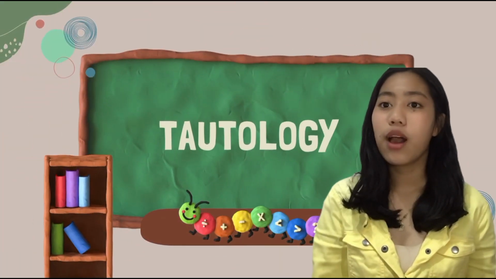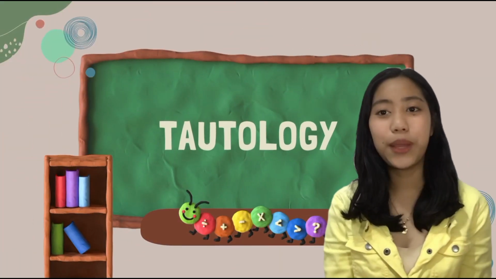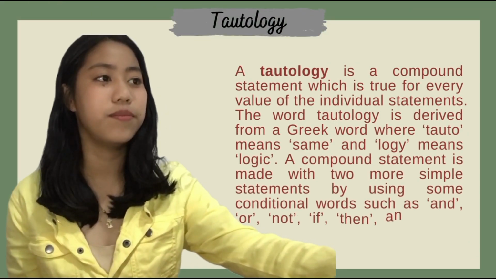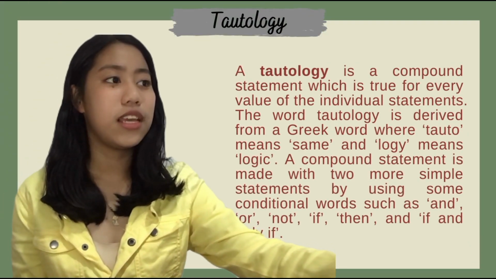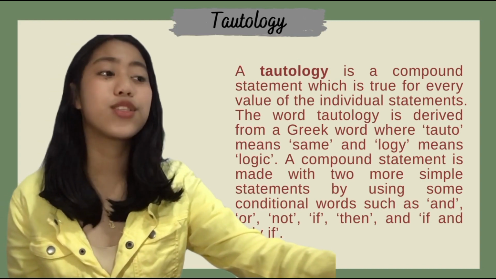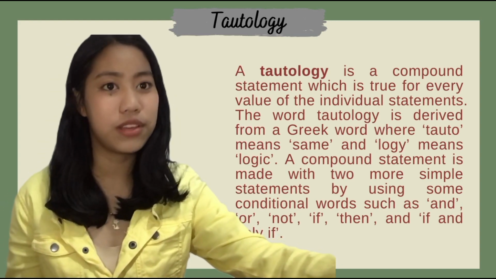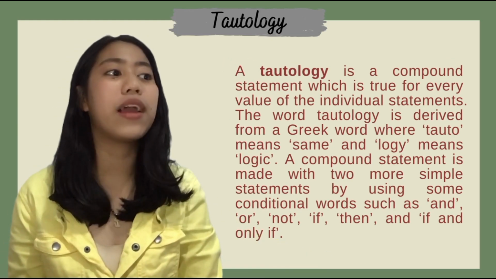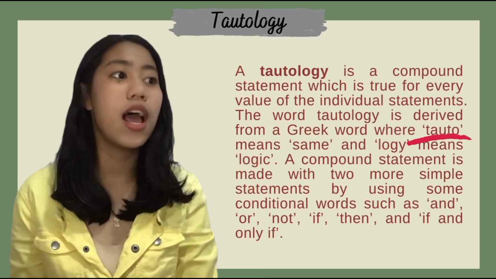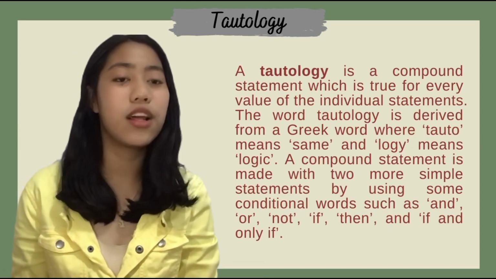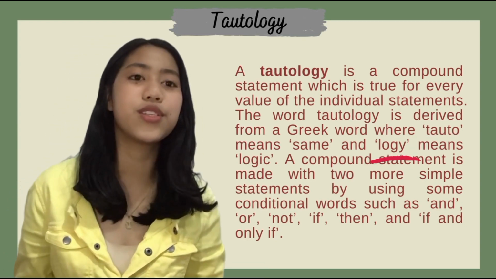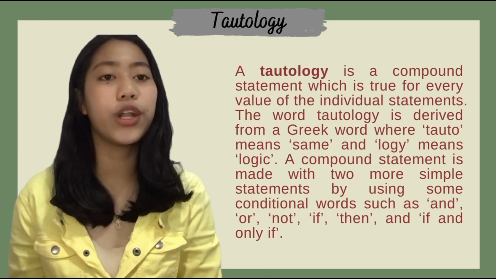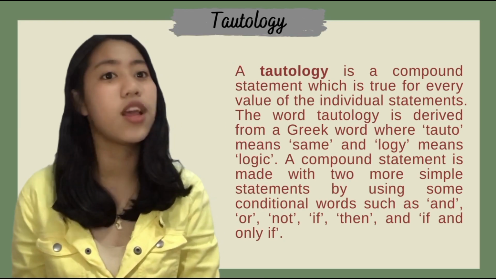So let's start our discussion by defining what is tautology. So what do you mean by tautology? A tautology is a compound statement which is true for every value of the individual statement. The word tautology is derived from a Greek word where tauto means same and logy means logic. So in simple terms, tautology is a proposition or a statement that is always true.